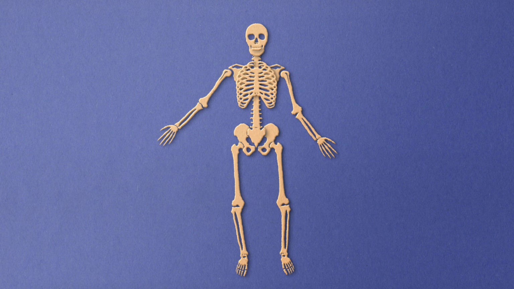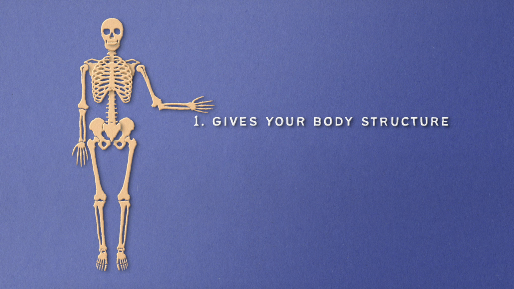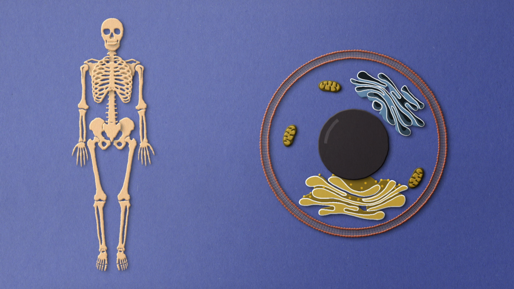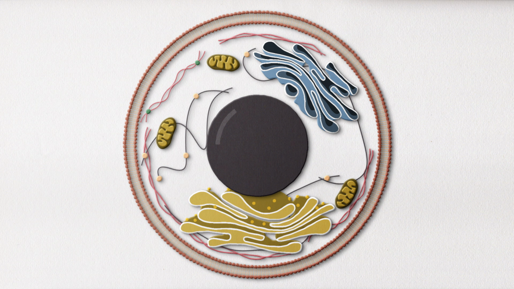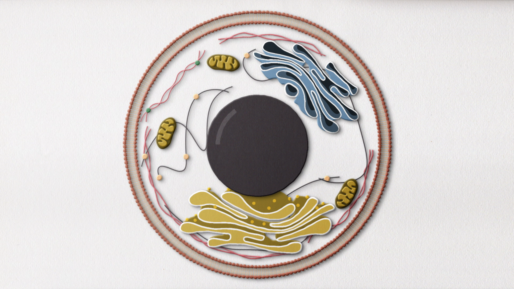And what does a skeleton do? It gives your body structure, and with the help of some other organs and tissues, of course, helps you move about. The cytoskeleton has essentially the same job, as it gives your cells structure and allows for mobility. The cytoskeleton also helps keep the organelles in their proper places, acting as the backbone, literally and figuratively, for the cell.